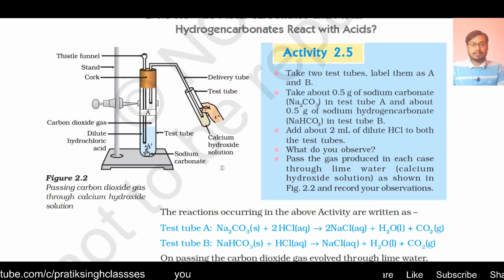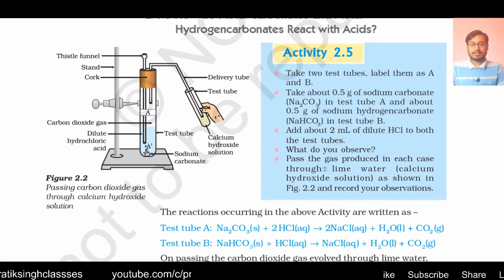Alright, so let us see once again what things are given in activity 2.5. Take two test tubes, label them A and B. As you can see here, this one is A and the other, which is in the hand, is B. Take about 0.5 gram of sodium carbonate Na2CO3 in test tube A, and about 0.5 gram of sodium hydrogen carbonate NaHCO3 in test tube B. Add 2 milliliter of dilute hydrochloric acid to both of the test tubes. What do you observe?